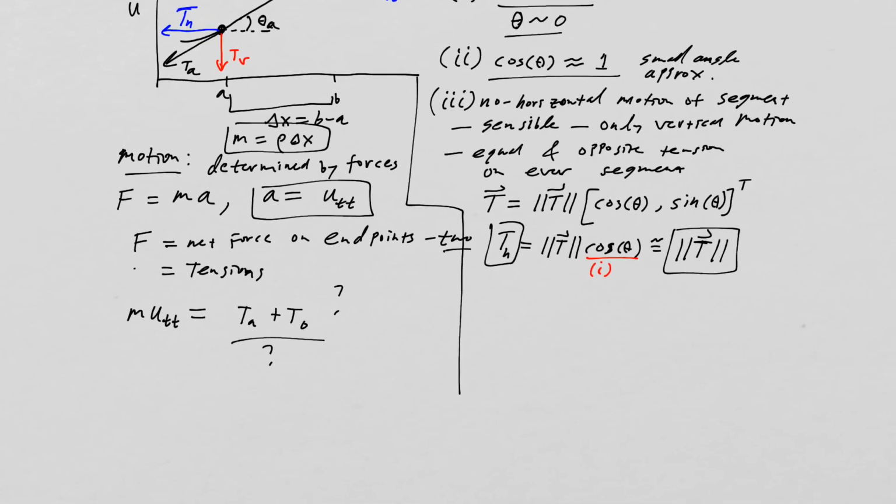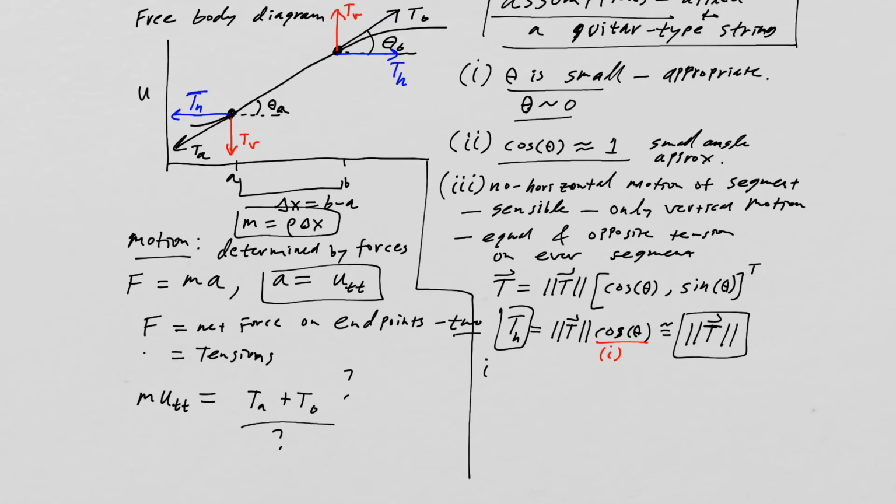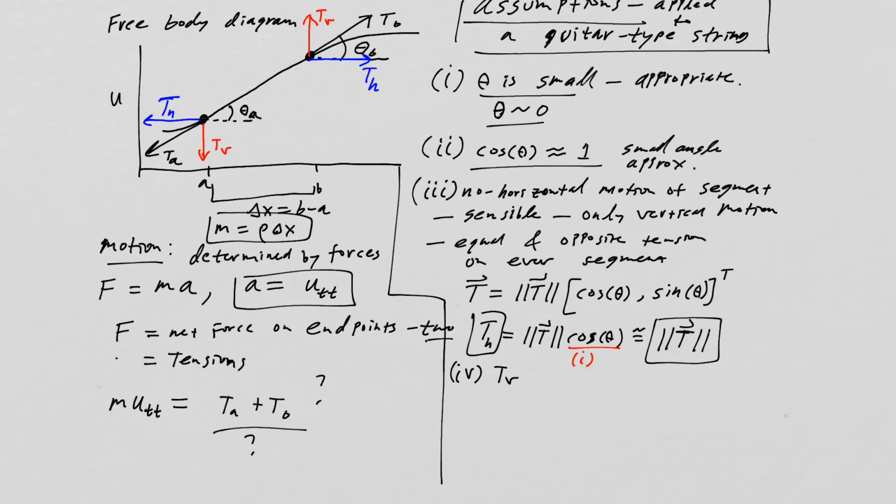Okay, so now let's talk about this fourth assumption that we want to make. What we're going to now talk about is TV. I want to figure out what we can say here about that. So we know that that's going to be equal to TH times sine of theta. But what I can do here is now divide by cosine, like that, right? Of course, that gets us TV, that gets us a tangent of theta.